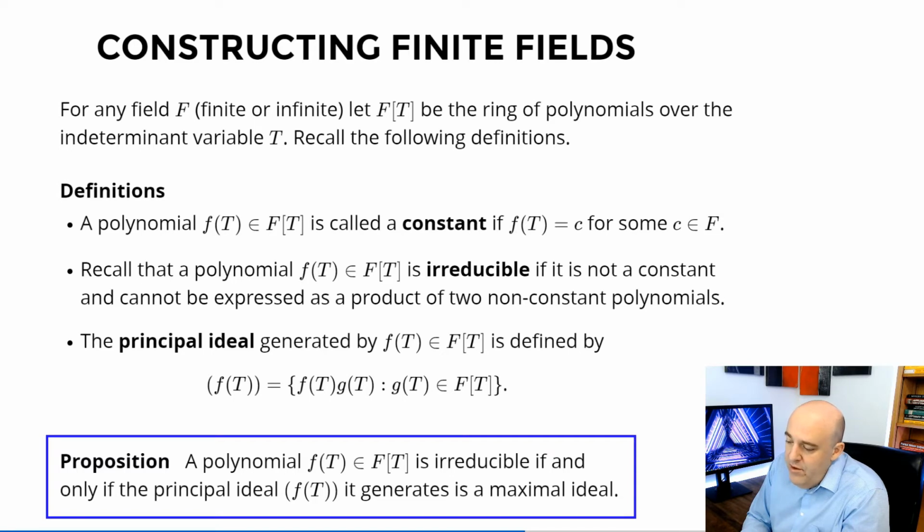And the principal ideal is just all multiples of a given element. So if f of t is a polynomial in the polynomial ring, the associated principal ideal, which is just denoted with brackets around the polynomial, is just f of t times g of t, where g of t ranges over every possible polynomial in the ring. And that subset of the polynomial ring is called an ideal, and it's a principal ideal because it's generated by one element. Here's a little proposition that's useful. A polynomial is irreducible if and only if the associated principal ideal it generates is a maximal ideal. Just remember that a maximal ideal is a proper ideal, and the only ideals which contain it are itself and the whole ring.